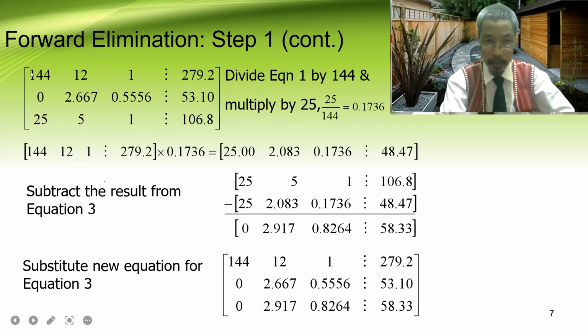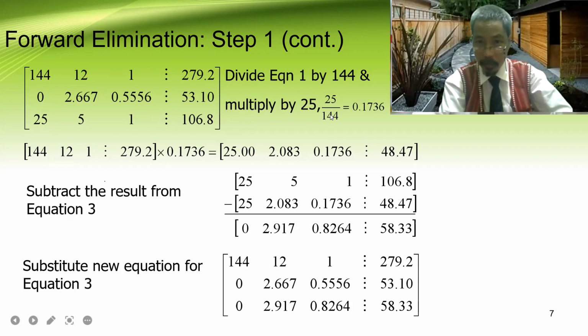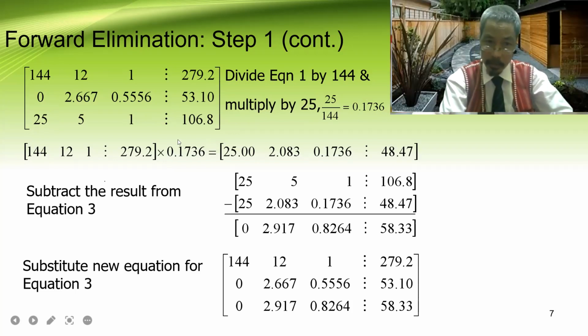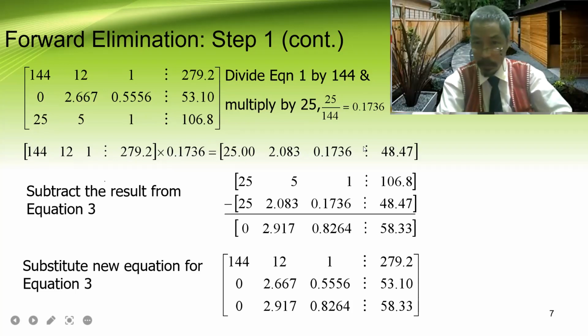Let's do that again. Divide again by 144 now, multiply by 25, because we would like to eliminate the first term coefficient of the third equation. By doing that, 25 divided by 144 is 0.1736. This is for 4 significant digits. Using that, 0.1736 multiplied all throughout equation 1. Equation 1 will become like this.